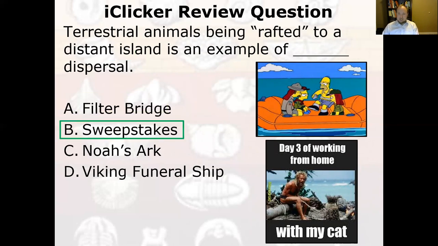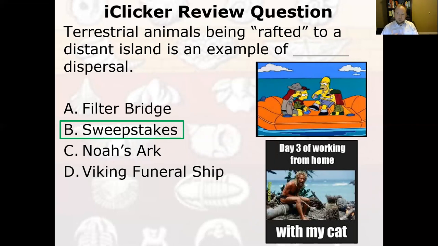So it's an incredibly unlikely event. It's very fortuitous circumstances for them to actually make it there and establish a new population. But given all of geologic time, unlikely things happen. And so, yeah, that's an example of sweepstakes.